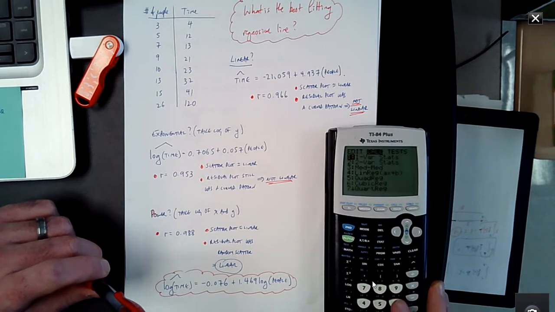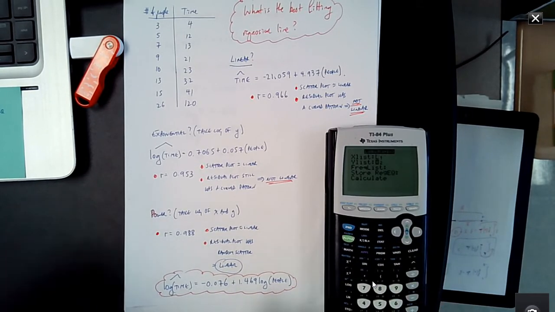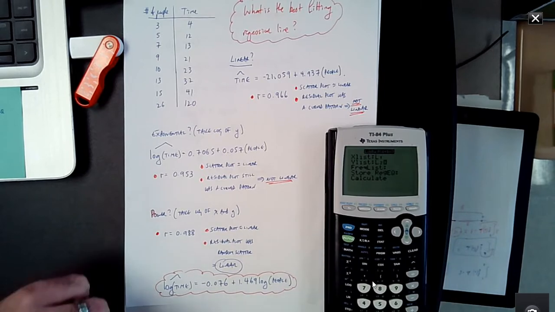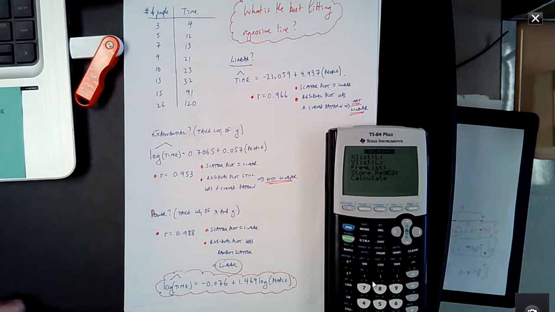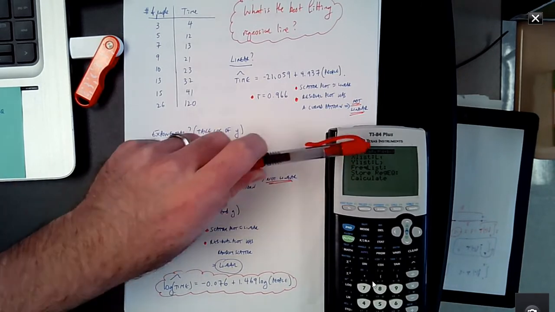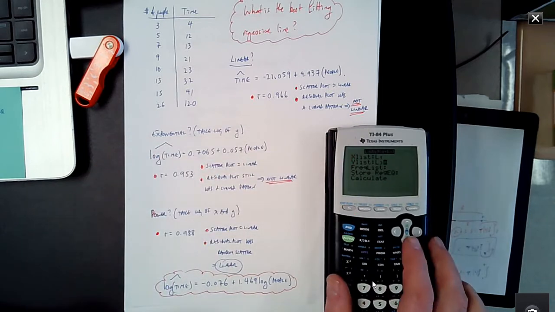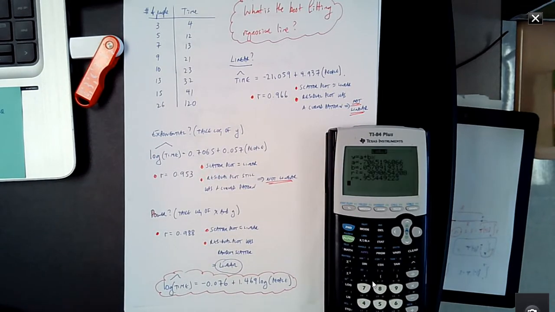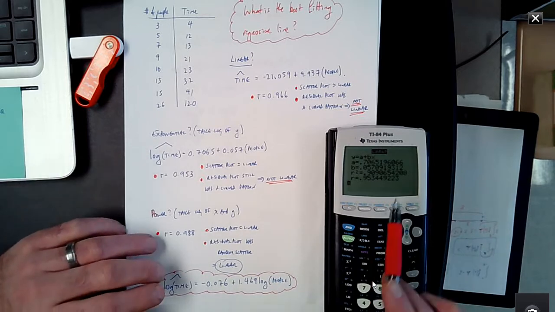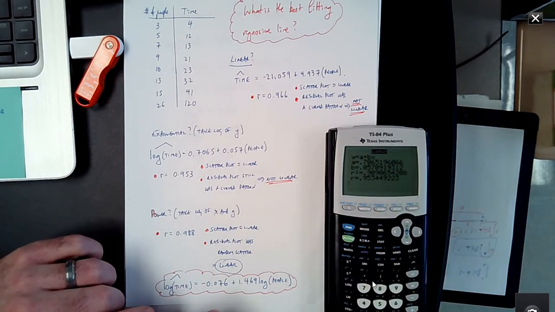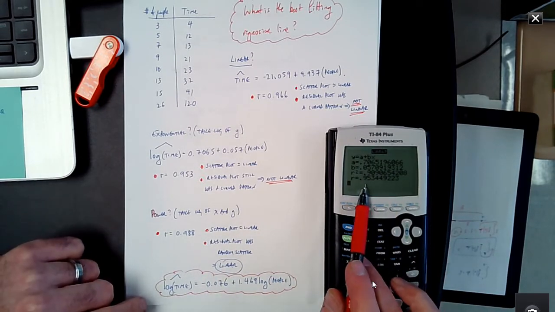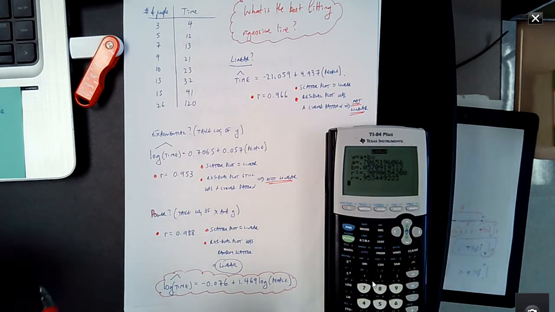We'll go to Stat, Calc, do number 8, but this time it's going to be L1 and L3: the people versus the log of the time. So go down to Calculate, and this time I get an equation of this. Now, the r value has dropped slightly, so that's less of an indication that there's a correlation here. But remember, we're trying to see if it's linear.